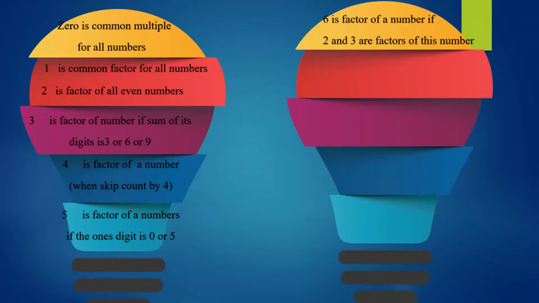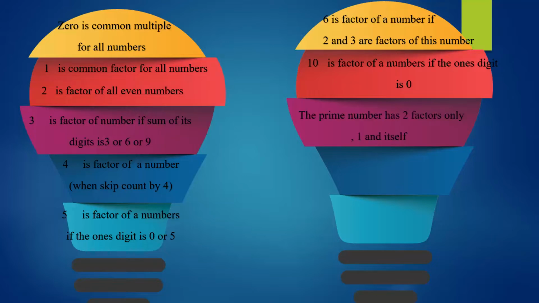Okay, 6 is a factor of a number if 2 is a factor of this number and 3 is a factor of this number. We can say 6 is a factor of this number when 2 is a factor of this number, meaning it is an even number, and the sum of its digits is 3 or 6 or 9. Okay, 10 is a factor of any number that has ones digit 0.